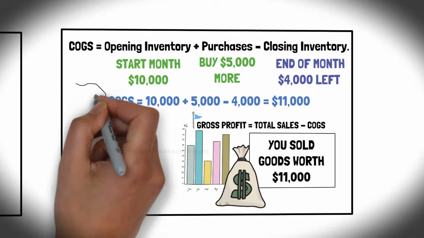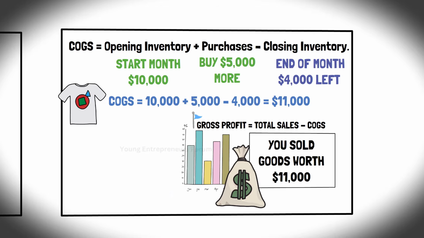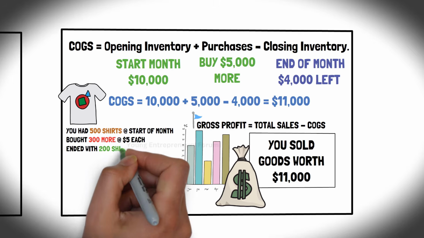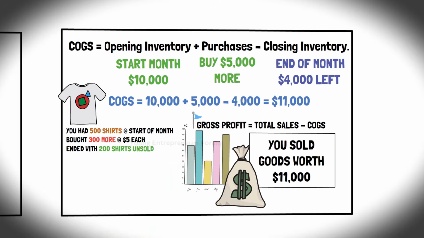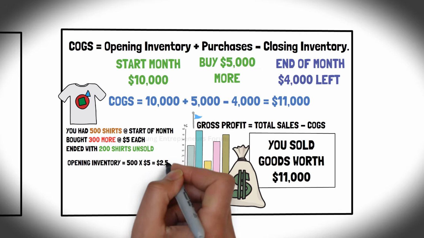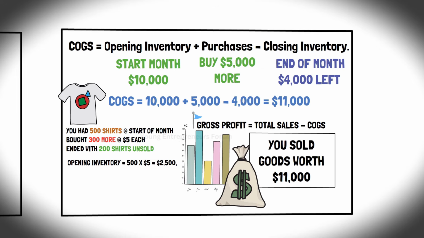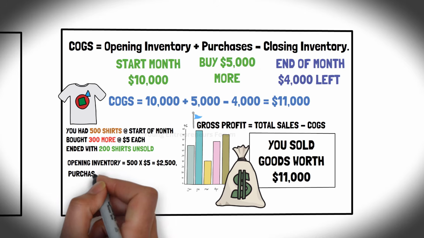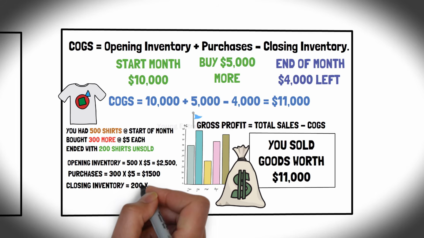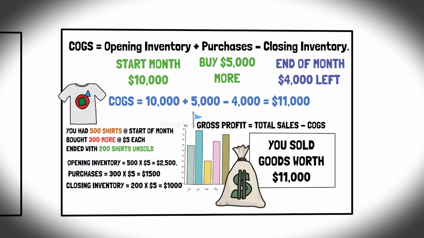Let's apply this practically. Suppose you run a t-shirt brand. You had 500 shirts at the start of the month, bought 300 more at $5 each, and ended with 200 shirts unsold. So, opening inventory equals 500 times 5 equals $2,500. Purchases equals 300 times 5 equals $1,500. And closing inventory equals 200 times 5 equals $1,000.